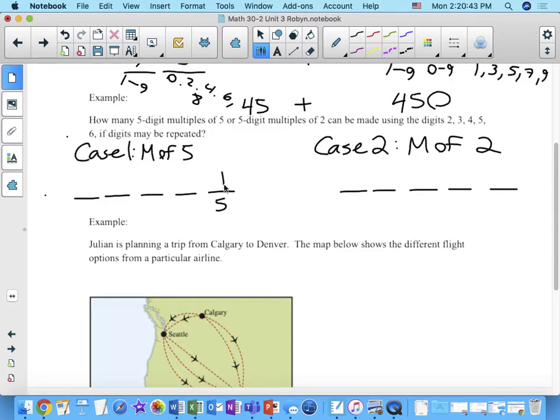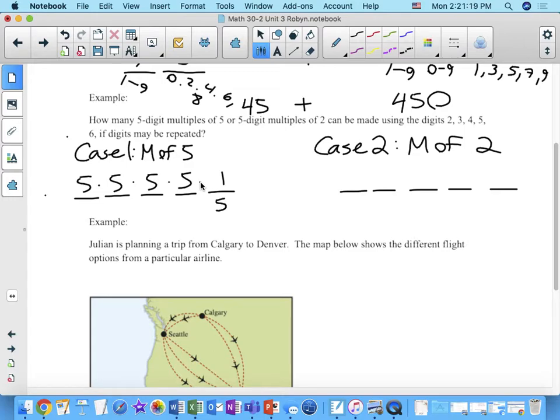Okay, what about the rest of them? What could go here? In this first digit? Okay, 0 can't, but is 0 one of the numbers that we're allowed to use? No, so we actually don't need to worry about it in here. Can we repeat these? Yeah, so this could be anything. 5 times 5 times 5 times 5. Okay, times 1.